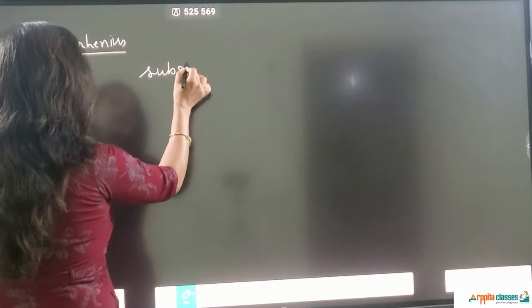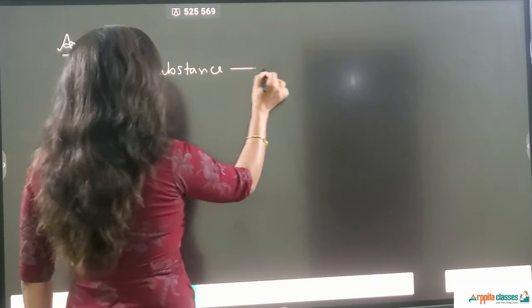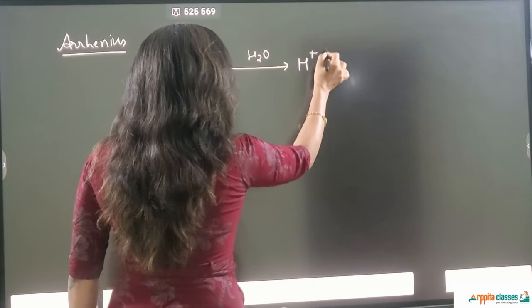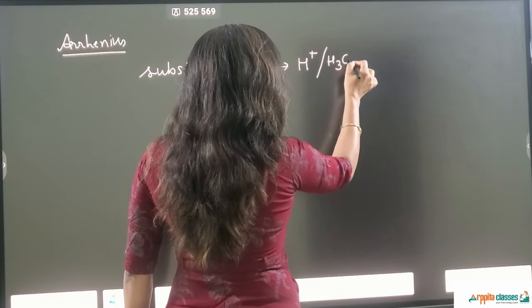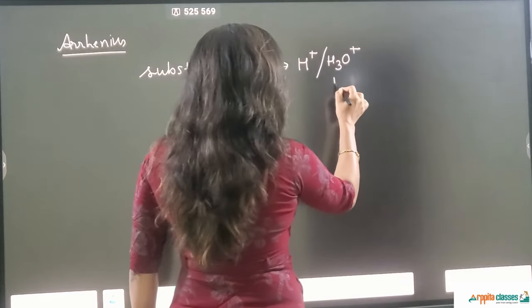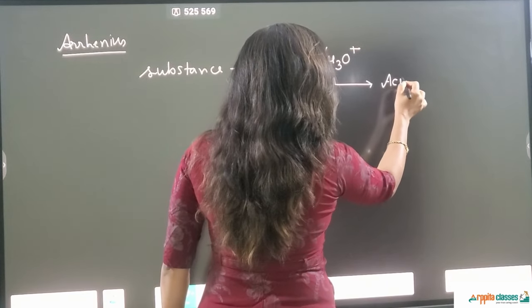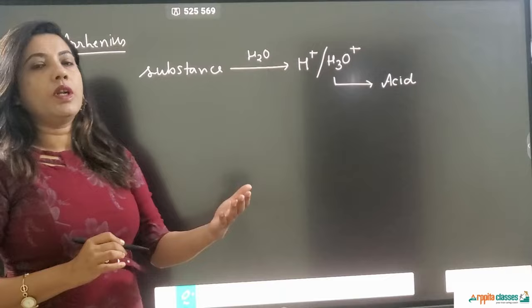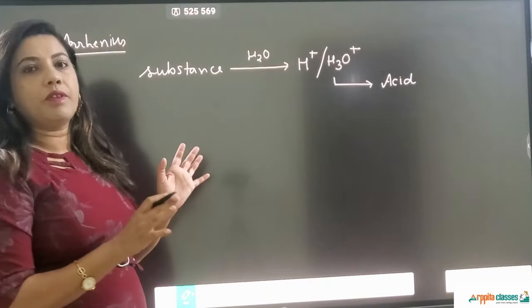So we all know that according to Arrhenius, any substance which when dissolved in water gives you H plus ion or H3O plus ion, then it is an acid. This is a basic definition for an acid. Though we don't follow this definition today, we follow Lewis definition, but this is one of the basic definitions for an acid.